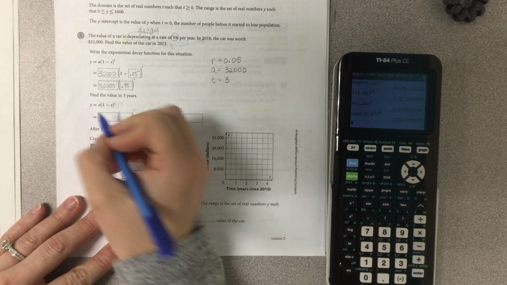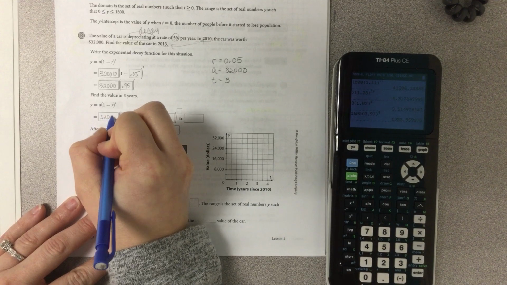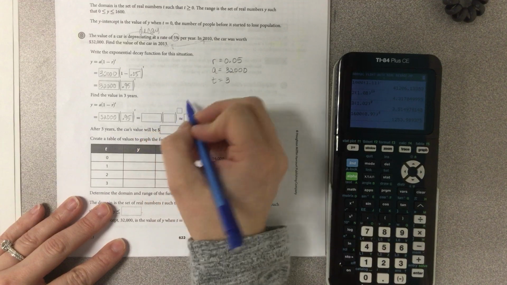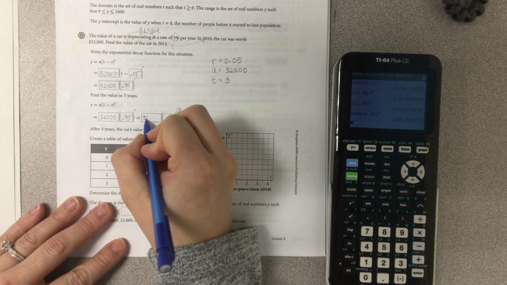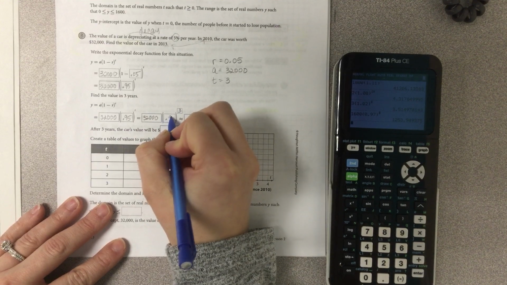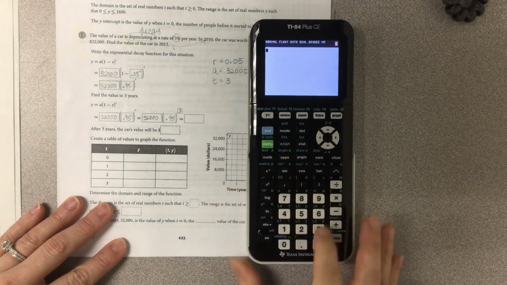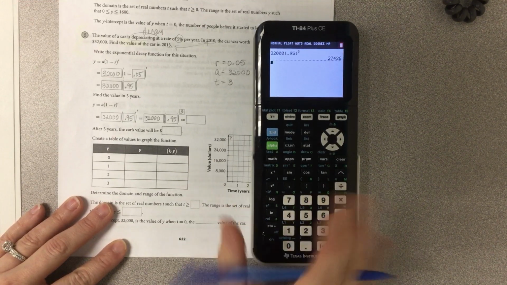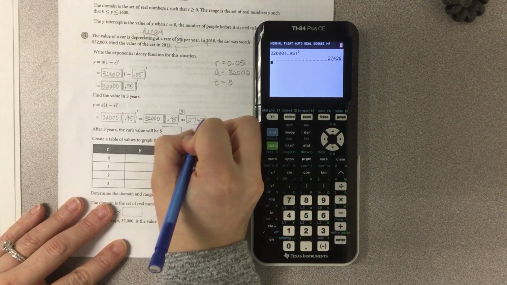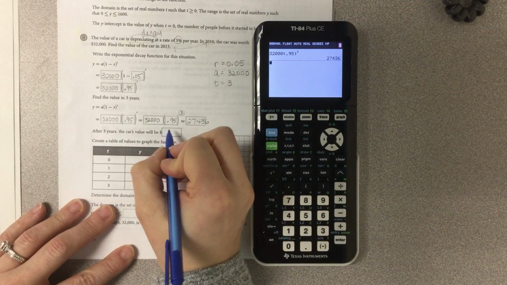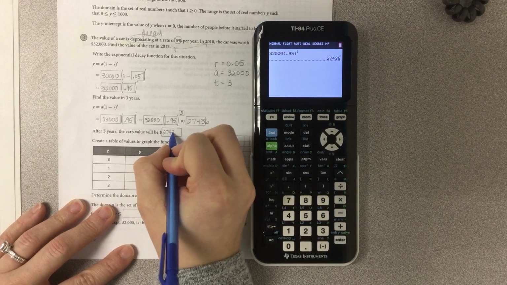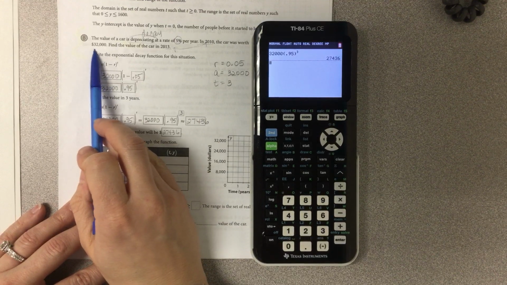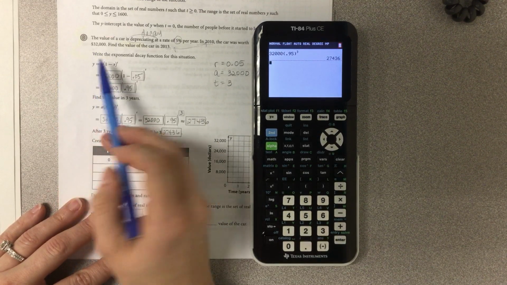Find the value in 3 years. So again, 32,000. You guys know how I love this book and how many times it repeats the same thing. To the power of t, 0.95. Plug it in my calculator. 32,000 times 0.95 to the third power, and I get 27,436. So after 3 years, the car's value is $27,436.